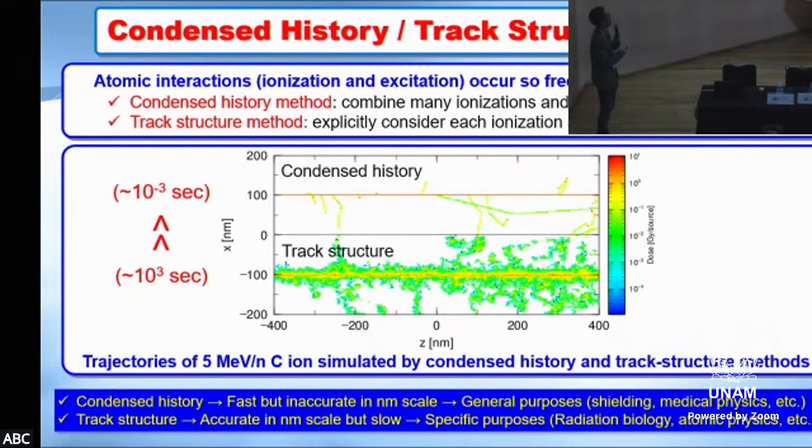So condensed history simulation is fast but inaccurate on the nanometer scale. I forgot to say this is a nanometer scale, so it's quite a close-up. Condensed history simulation is better for general purposes such as shielding or medical physics calculation, while track structure is accurate on the nanometer scale but slow. So its application is limited, such as radiation biology or atomic physics.